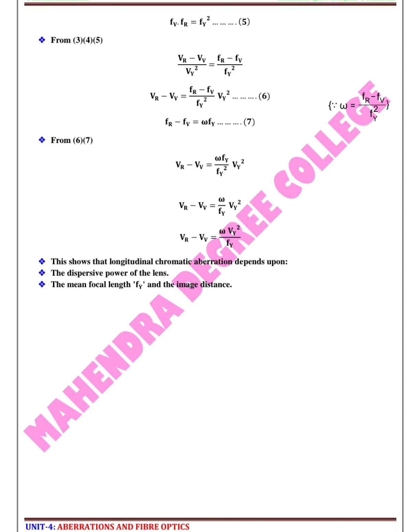This is our brief explanation of longitudinal chromatic aberration for an object at a finite and infinity distance.